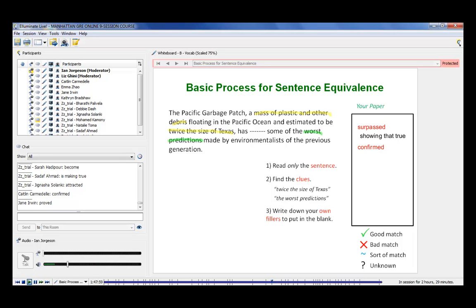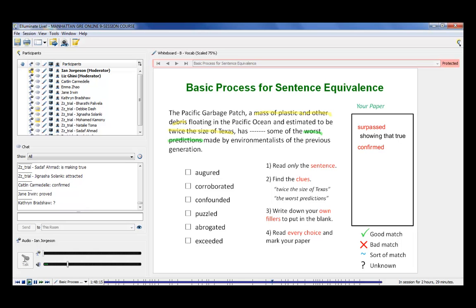Okay, now once we've come up with our own filler word, we're going to take a look at the answer choices and we're going to mark down just like we did before in our paper. So we've got augured. Does augured mean confirm or surpass? All right, Catherine's giving me a question mark. Let's go with question mark. All right, corroborated. Does corroborated mean confirmed or surpassed? Debbie's saying yes. Jane's saying yes. Corroborated. What does corroborated mean? Give me a definition of corroborated. We've got a bunch of yeses, so I'll put a check.